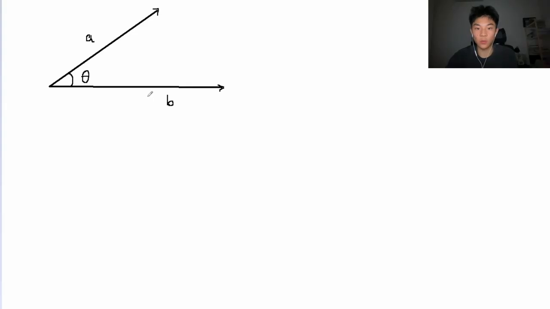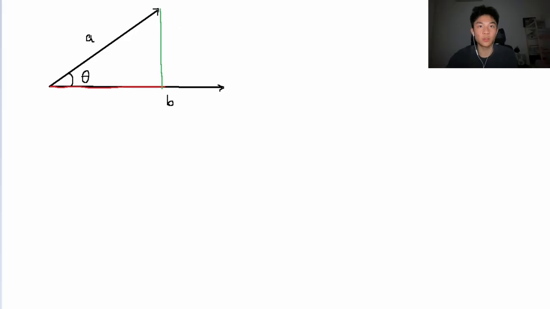In this video, I'm going to go through vector projections. So let's say I have the vectors A and B, and the angle between them is theta. The projection of A onto the direction of B will be this line right here. And then the projection of A onto the perpendicular of B will be this line.